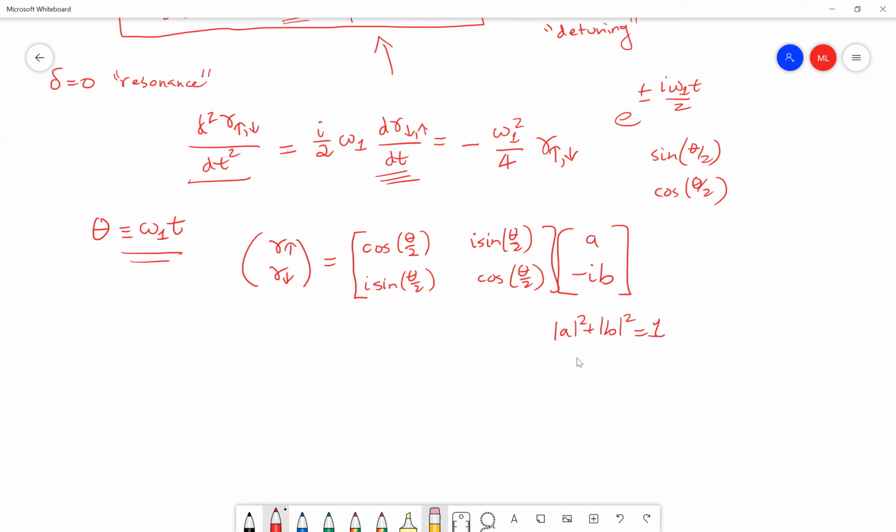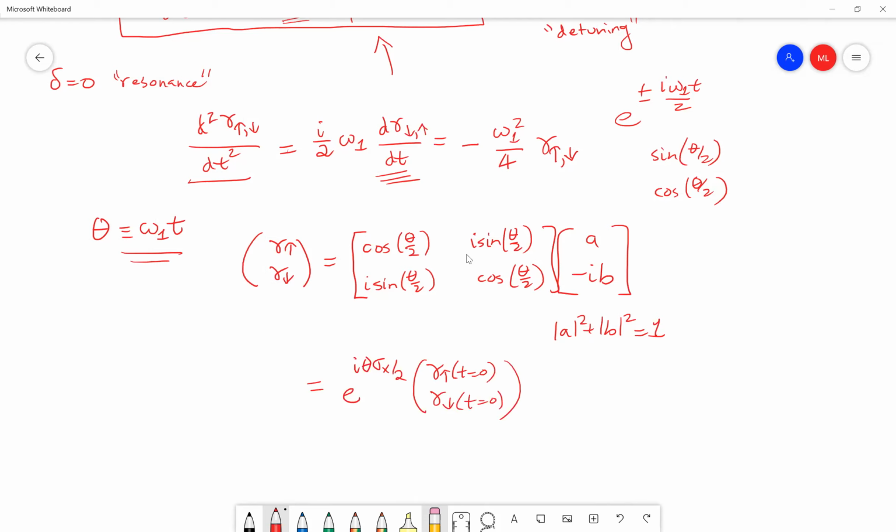And why is it convenient? It's because this matrix here, if you look at it, it's a rotation matrix. You can write it in terms of an exponentiated Pauli operator, and it's e to the i theta sigma x over 2 times the a minus ib, which is just the t equals 0 values. It's the initial condition for your gamma coefficients. That's what this solution is.